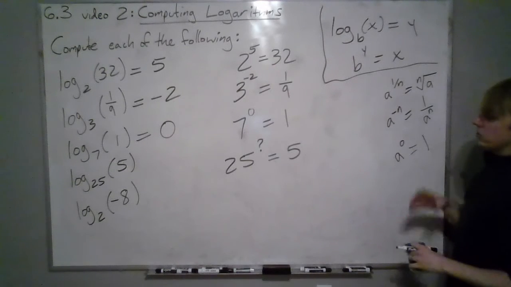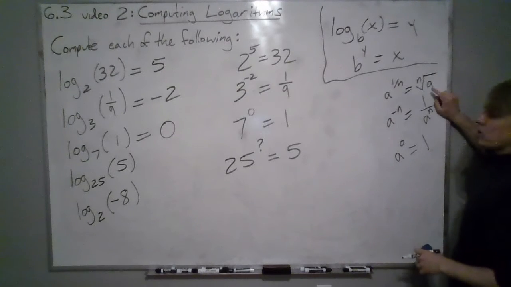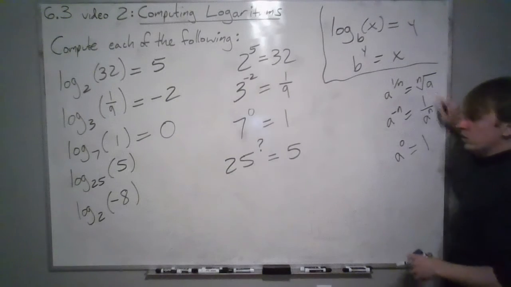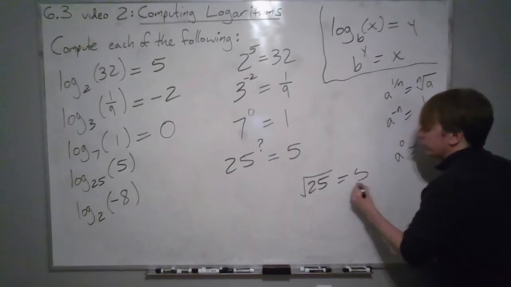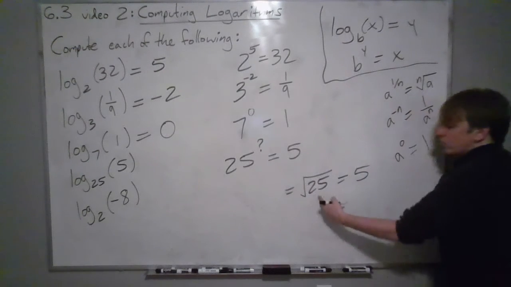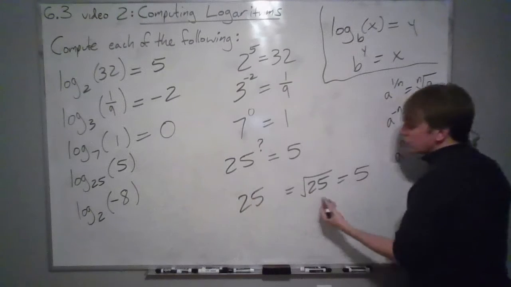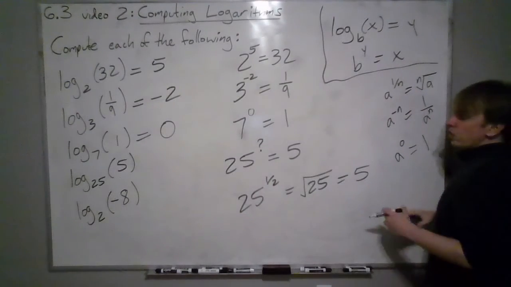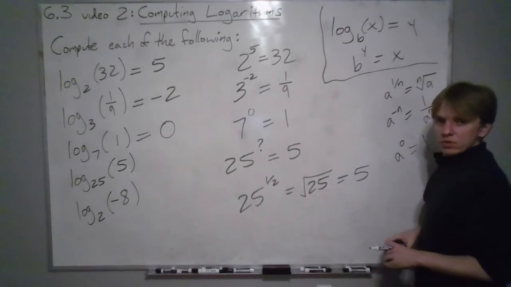And I actually already wrote down the answer here. The square root of 25 would spit out a 5. So the square root of 25 would be 5. And so why don't I write the square root of 25 as an exponent? A square root or a 2 root would be a 1/2 power. And so apparently the missing exponent is going to be a 1/2.